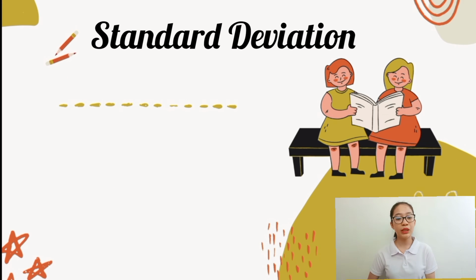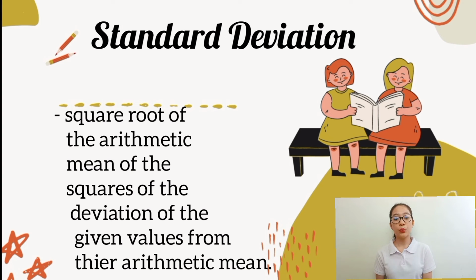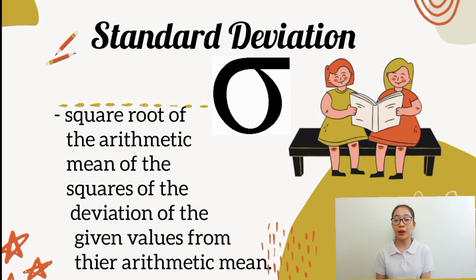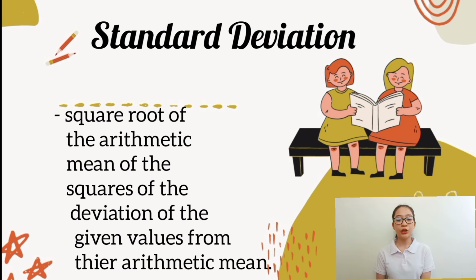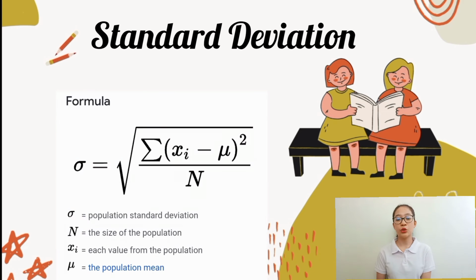So let's proceed to standard deviation. The standard deviation is the positive square root of the arithmetic mean of the squares of the deviations of the given values from their arithmetic mean. It is denoted by the Greek letter sigma. It is also referred to as root mean square deviation. Here is the formula of standard deviation.